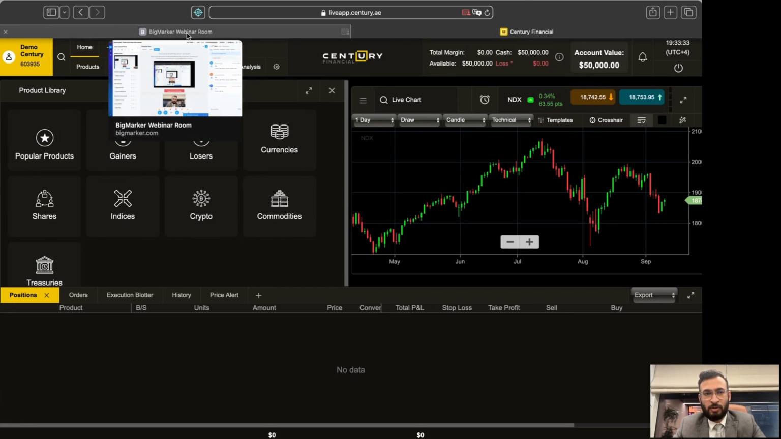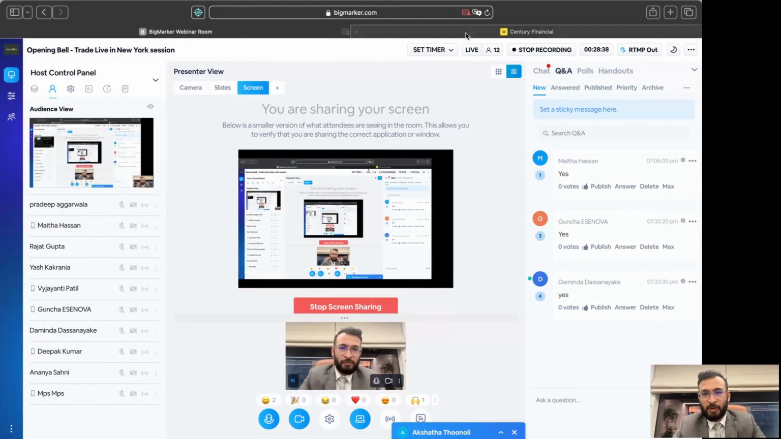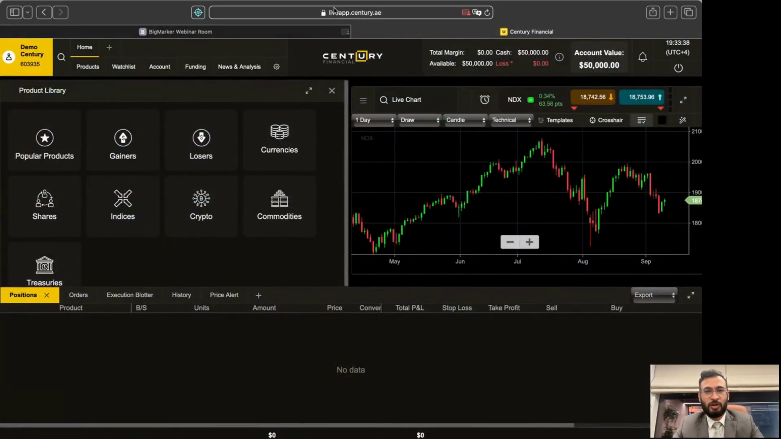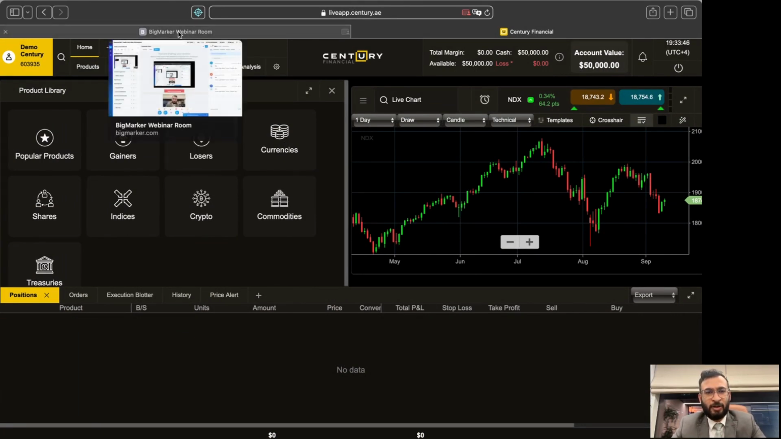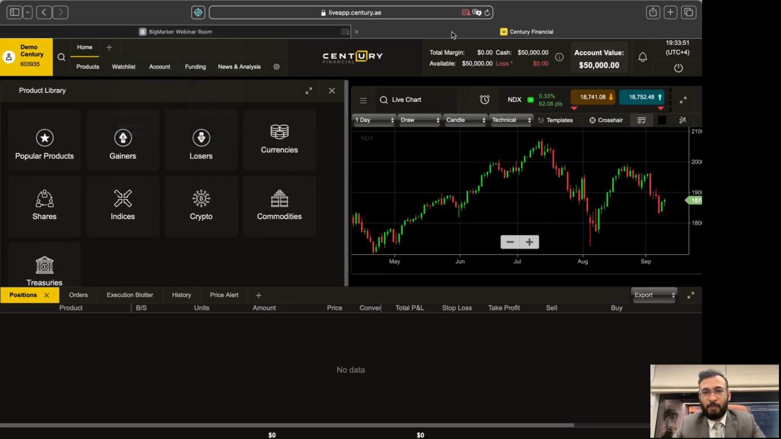Just 1 second. Okay, perfect. So I'll just switch to the live platform right now. And please, as and when you have any chats or queries, do write here. Now, what you're looking at is the live platform. Of course, this account is a demo account, but the live feed which you're looking at shows live prices, and we'll go through one by one to each product.